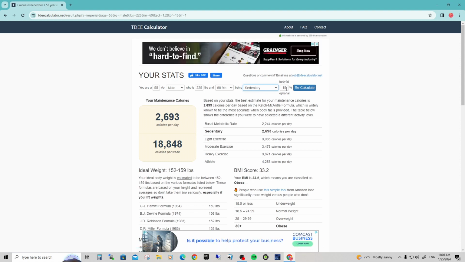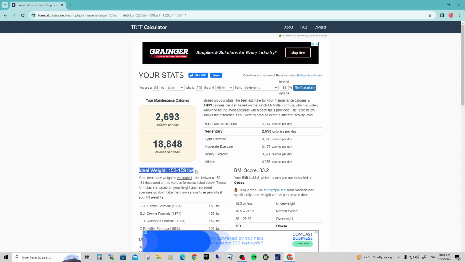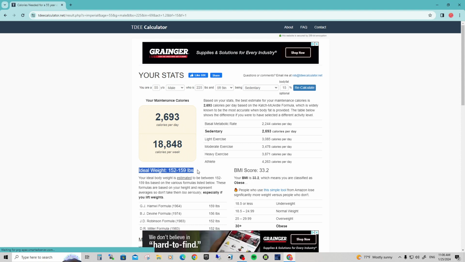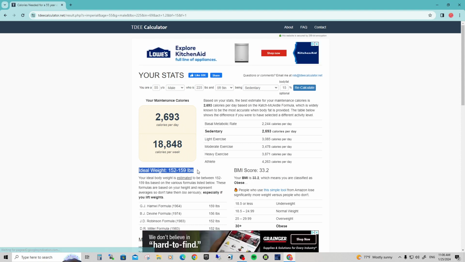So one thing that you'll see is, we're going to highlight right here, my ideal weight is 152 to 159 pounds. Now, someone like myself who has been weightlifting and bodybuilding and powerlifting and all that since I was 12 years old, I carry a lot more muscle on my frame than the average 55-year-old male. Okay, I'm not bragging, I'm just stating a fact.